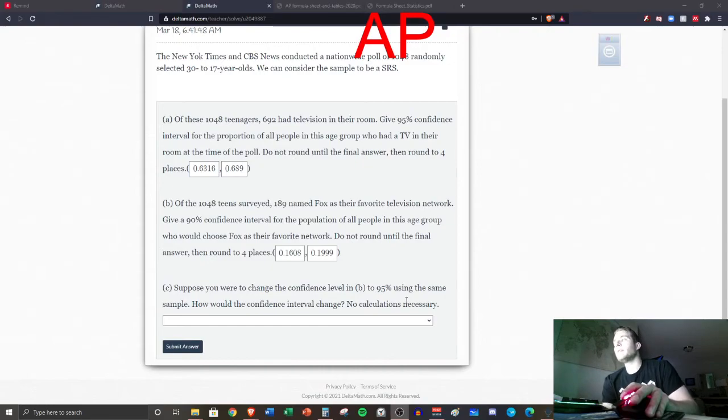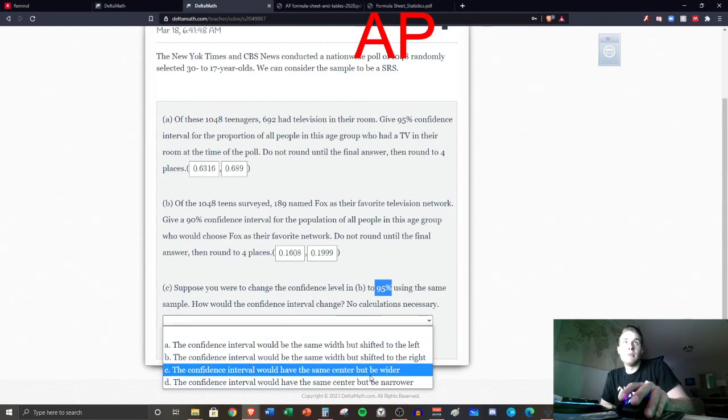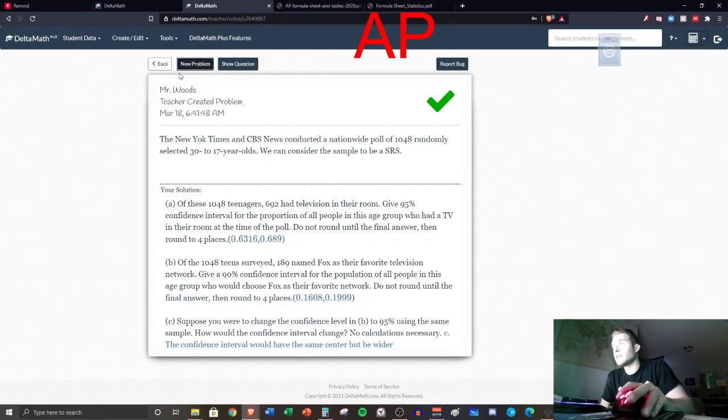Then what's going to happen, and so we don't have to calculate anything here. Suppose you were to change the confidence level to 95% using the same sample. How would the confidence interval change? Now, if you wanted to recalculate it, you could to get your answer. But theory behind the percents, we know that that's going to change the critical value. I think AP knows that better than anybody, that's just going to change what happens on that table, right? And that value will go up if we change it from 90 to 95%, which is going to make our interval wider, okay? It doesn't shift it, but it will make it wider. So we're going to submit, and that will be correct, okay?